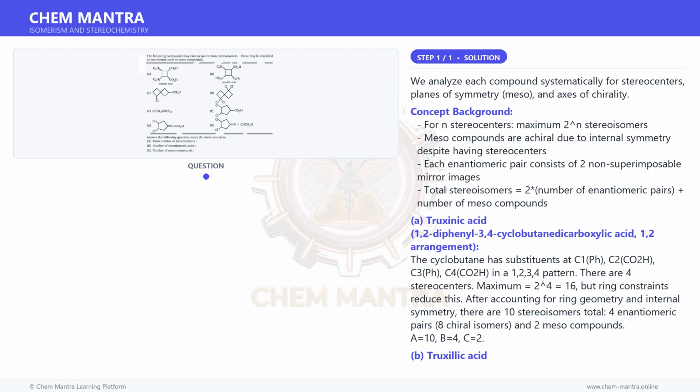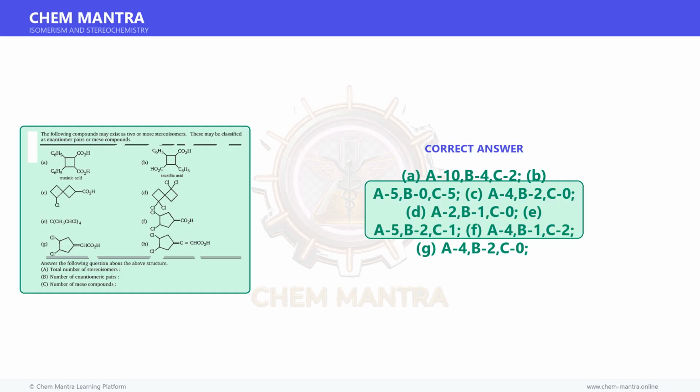Therefore, the correct answer is: A: 10, B: 4, C: 2. B: A 5, B 0, C 5. C: A 4, B 2, C 0. D: A 2, B 1, C 0. E: A 5, B 2, C 1. F: A 4, B 1, C 2. G: A 4, B 2, C 0. H: A 4, B 1, C 2. The correct answer is shown on screen.